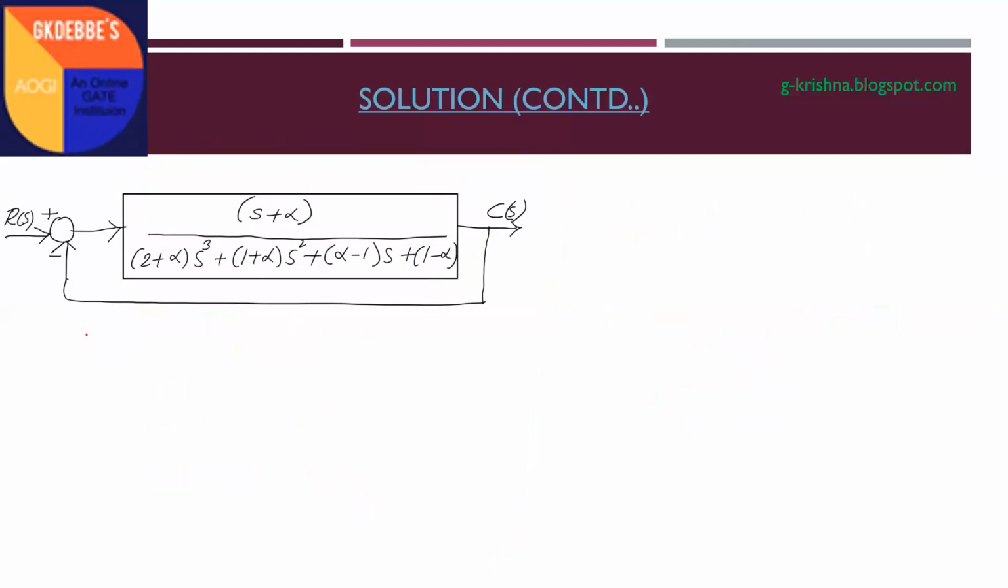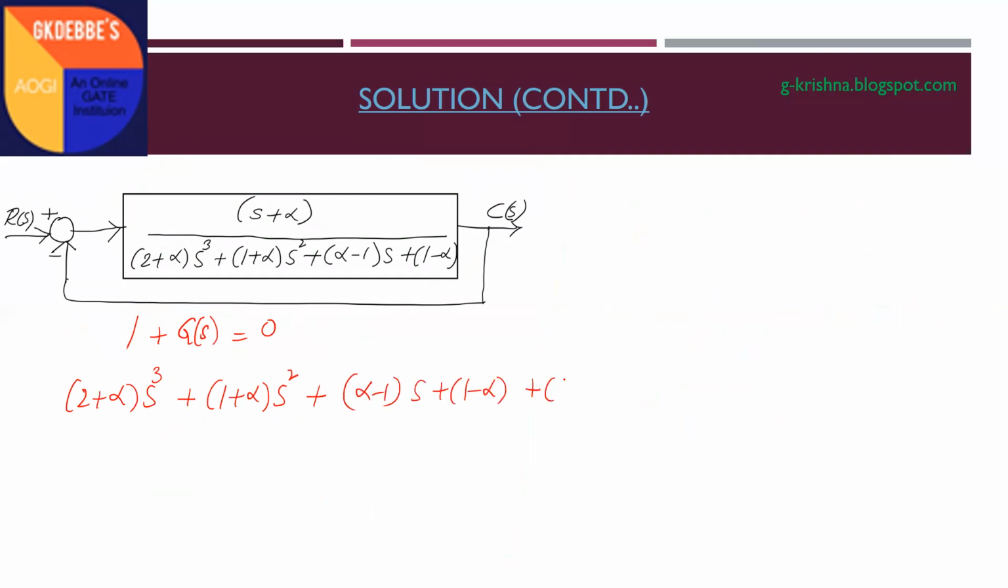The characteristic equation is 1 plus G(s) equal to 0, which gives (2 plus alpha) s cube plus (1 plus alpha) s square plus (alpha minus 1) s plus (1 minus alpha) plus s plus alpha equal to 0. If you simplify this characteristic equation: alpha minus 1 times s plus s will give only alpha s, and 1 minus alpha plus alpha will give only 1.